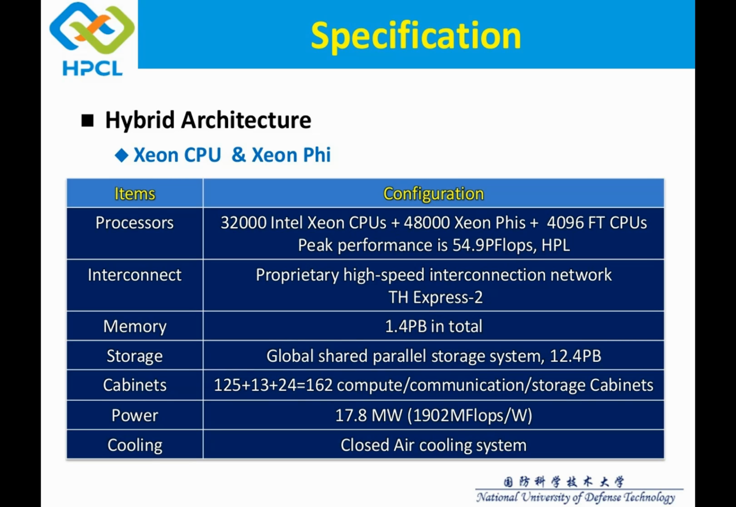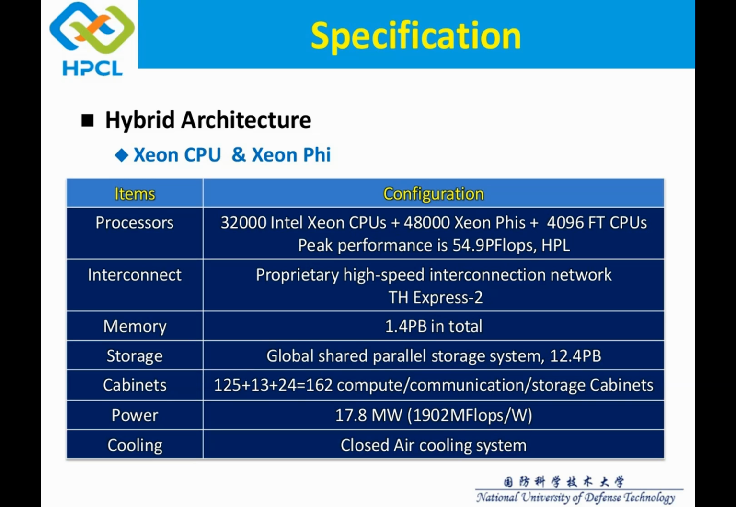You see that this computer is using commercial off-the-shelf processors, just Intel processors. But the interconnect is proprietary to this computer. It was designed by the team that built this computer, and it's called the TH Express 2. In terms of memory, in total it has 1.4 petabytes, and for storage, it's got about 12 petabytes.